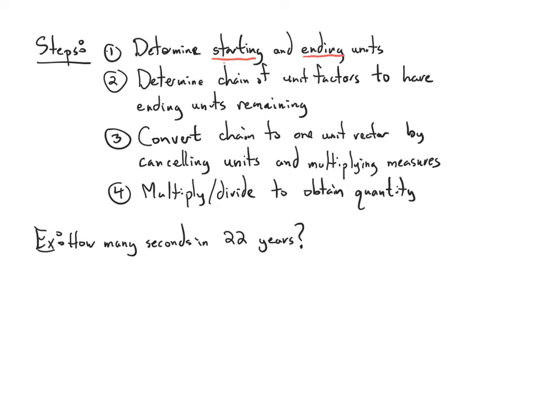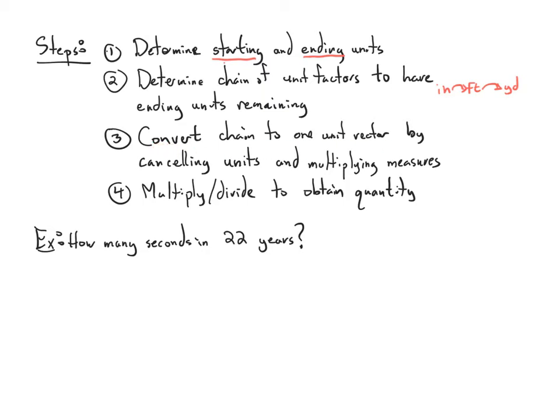The second thing we did is we determined, well, let's come up with a chain of unit fractions to get us there. We knew how to convert from inches to feet, and then we knew how to convert from feet to yards. So that's our chain of units to get us there, and we can write these conversions as unit fractions.